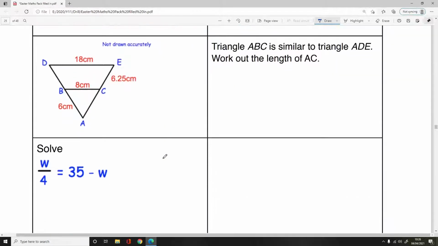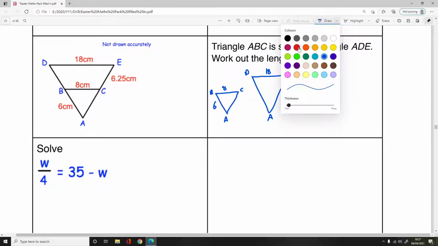Okay. Similar triangles. So, general strategy is we want to draw both triangles out, and then find out what goes from one to the other. So let's do that. Little triangle and big triangle. This one is ABC, and it's got 8 and 6. This one is ADE, and it's got 18, and it's got 6.25 plus a bit, hasn't it? Okay, so we can't put that on just yet.